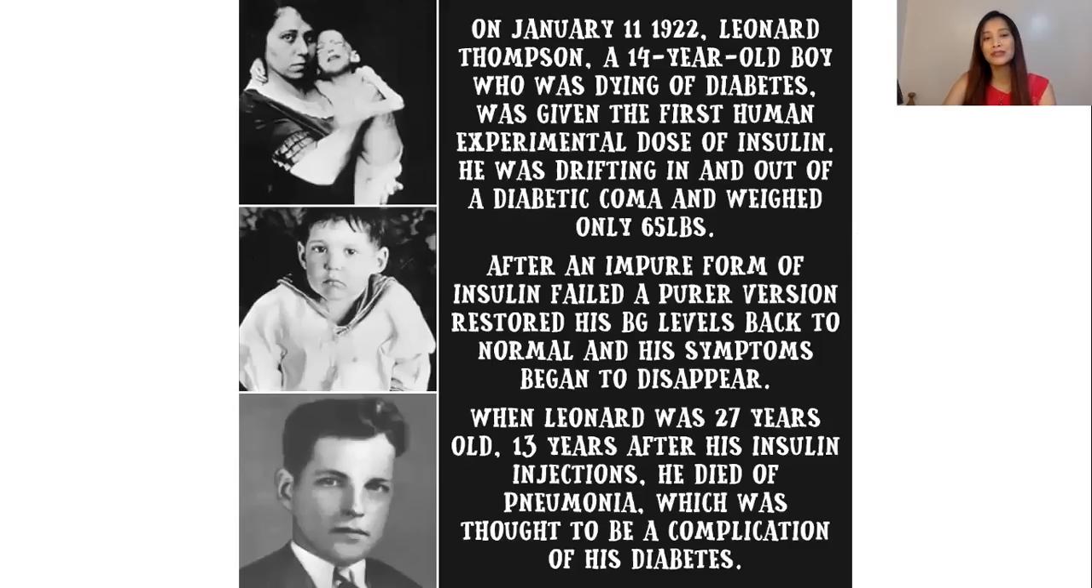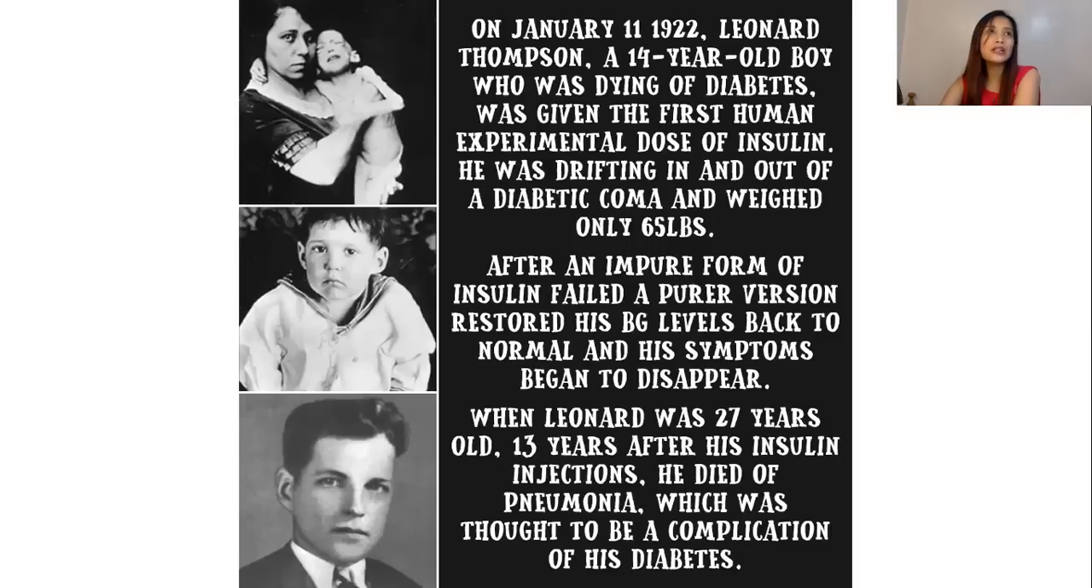Why? Because during that time, a lot of people were dying from diabetes mellitus. As an example, we have Leonard Thompson, a 14-year-old boy who was dying of diabetes. Most likely, this patient was afflicted with type 1 diabetes. Look at that very skin-and-bone boy who looks like an 8-year-old instead of a 14-year-old. He was already drifting in and out of diabetic coma, and he only weighed 65 pounds. He was the first human to be given an experimental dose of insulin.